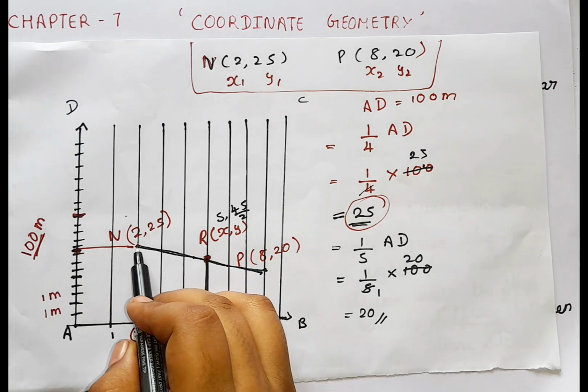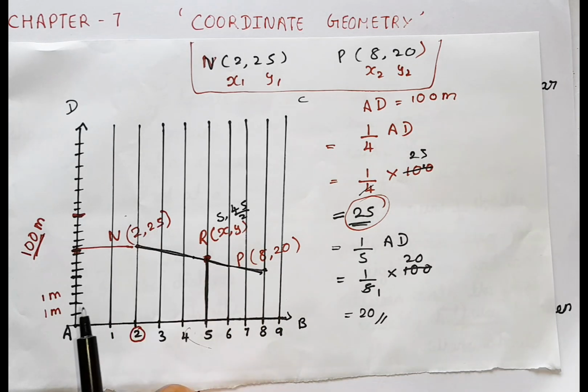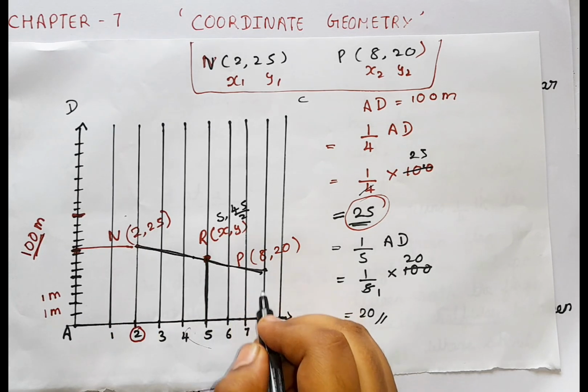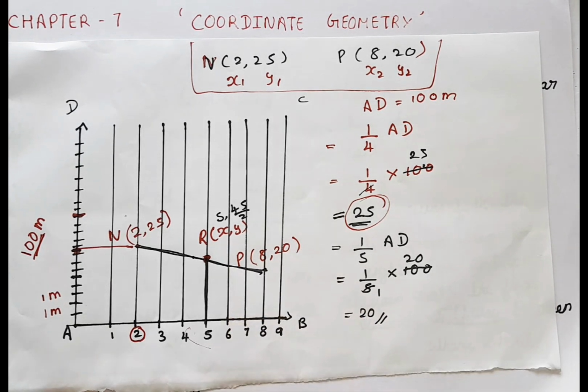So here when you just check it out, Niharika is on the 2nd line and she ran for 25 meter, and Preet is on the 8th line. He is running for 20 meters. He covered 20 meter. That is the distance. Okay, all right, so this is our answer.